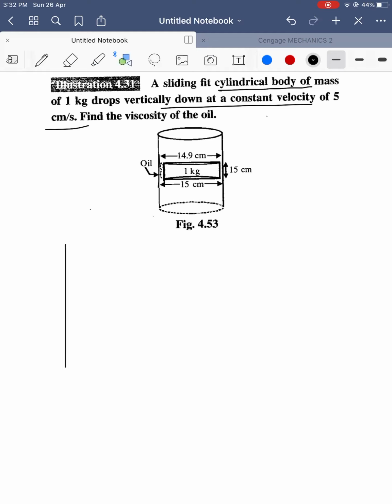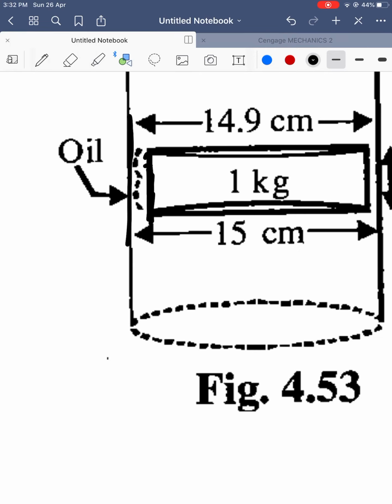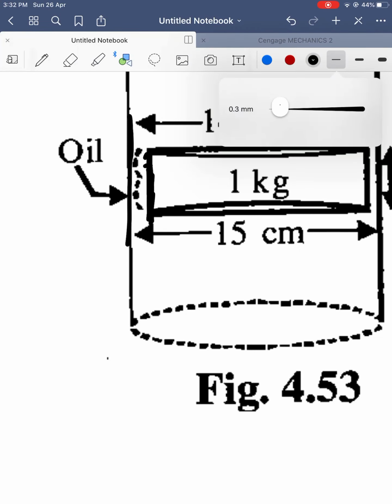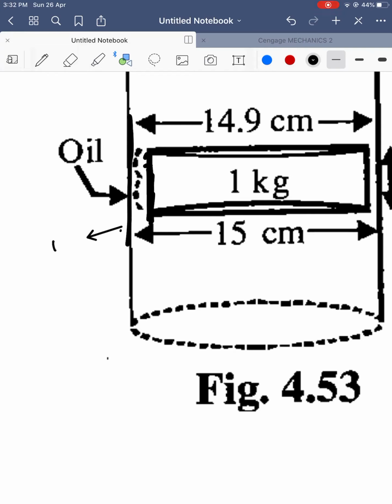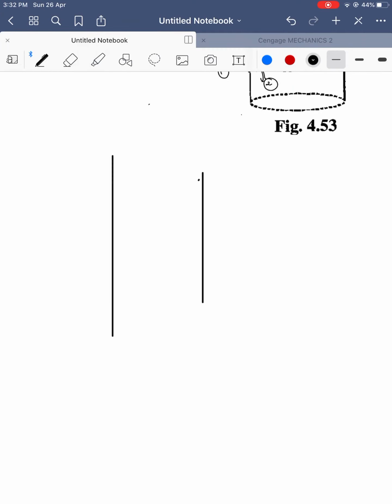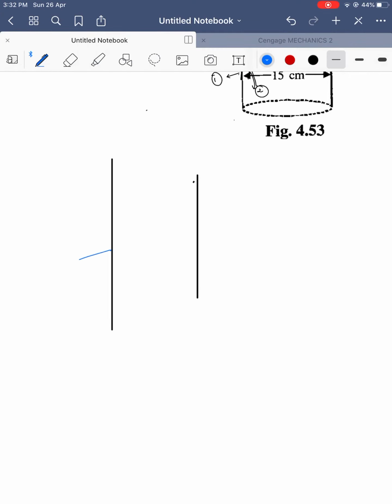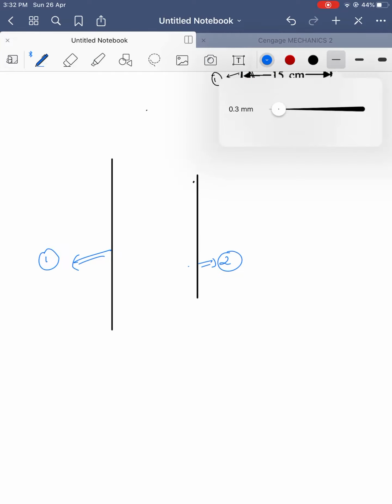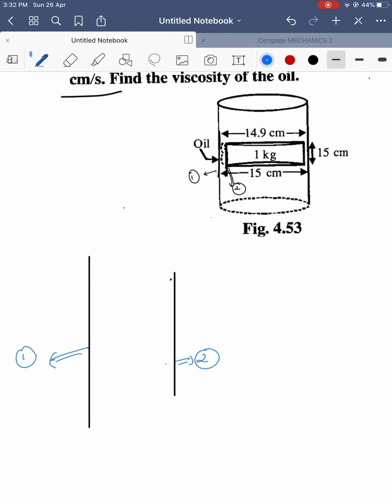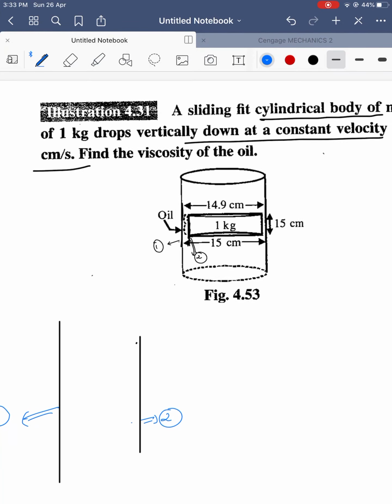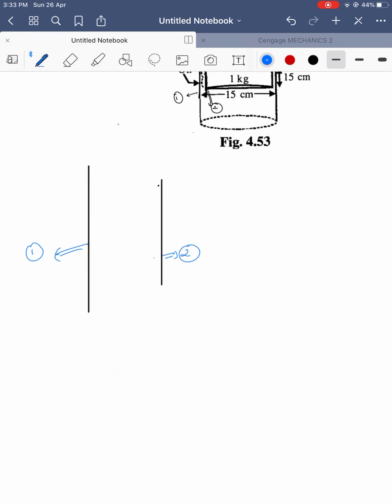One surface is the beaker, another surface is the next one. This is the first surface, and this is a second surface that I am going to draw now. This is the first surface and it is the second surface. Now how much velocity is the second surface going? It's going downwards with the constant velocity of 5 centimeters per second.